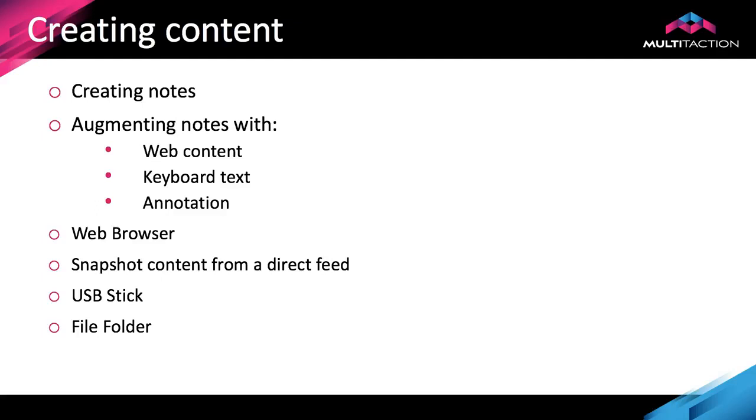We'll also look at how to get web content straight onto a canvas. So bring up a browser, maybe snapshot some of that content, maybe use the entire browser. We'll also look at how to snapshot content from a direct feed. So in this tutorial, I'll have a PC that's running a PowerPoint presentation that's connected to Canvas. We'll take a snapshot of some of that content and use it on the canvas to augment the ideas that we've put into the notes.